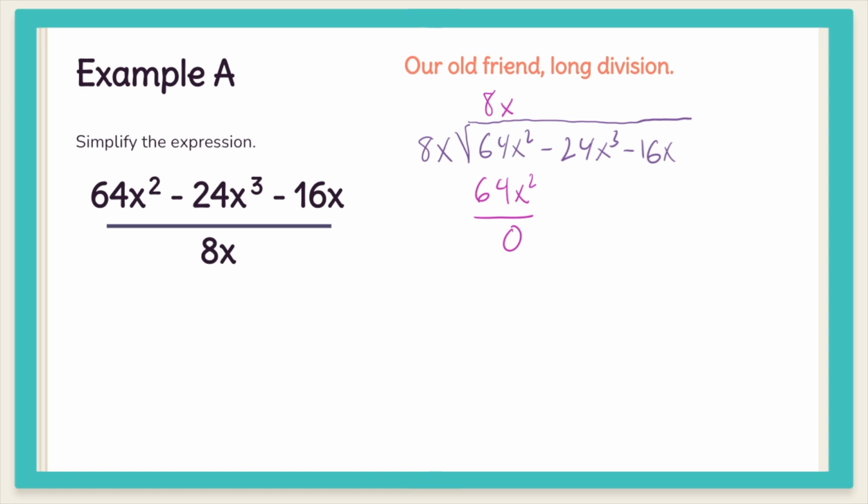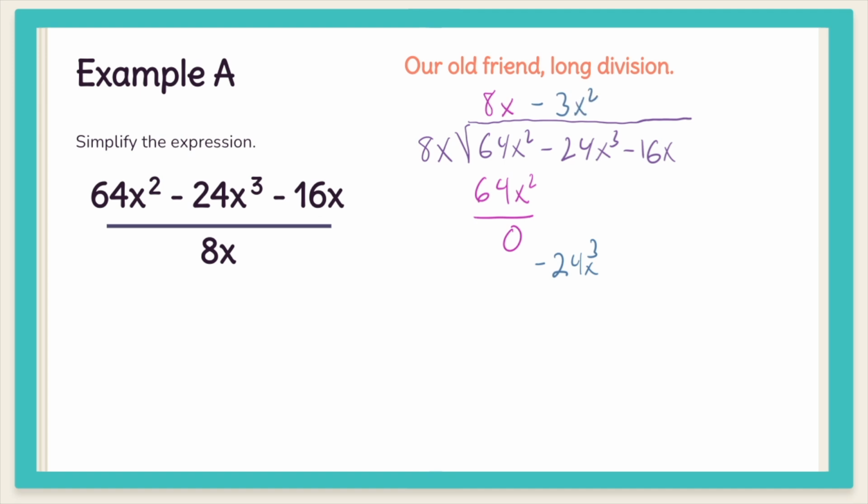All right, so now I'm going to bring down my next term, which is negative 24x cubed. So now I've got to figure out what can go into negative 24. This time I've got a positive, so I need to make it negative. That much I know. And I've got to figure out how to get from 8 to negative 24, so that's going to be 3. And then I've got one x already, but I need to make sure that I have 3 x's, so I'm going to have x squared so that I can have a total of 3 x's.